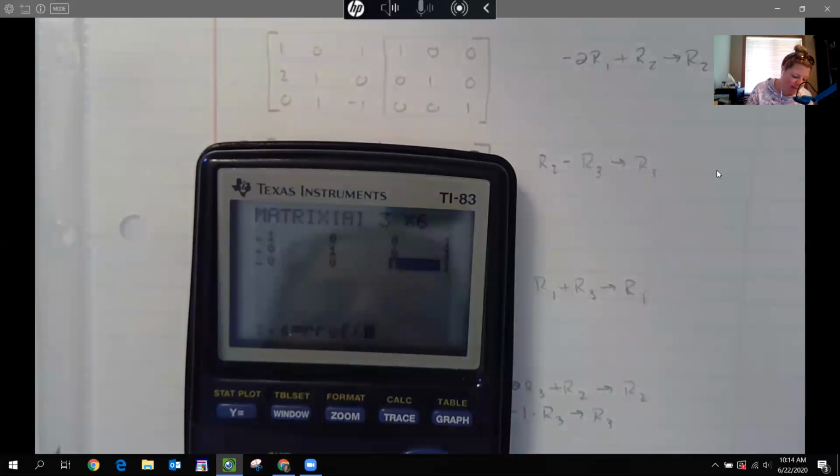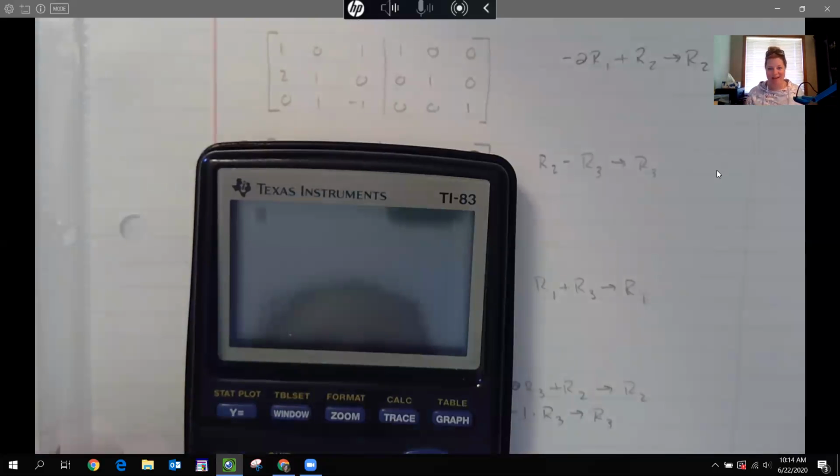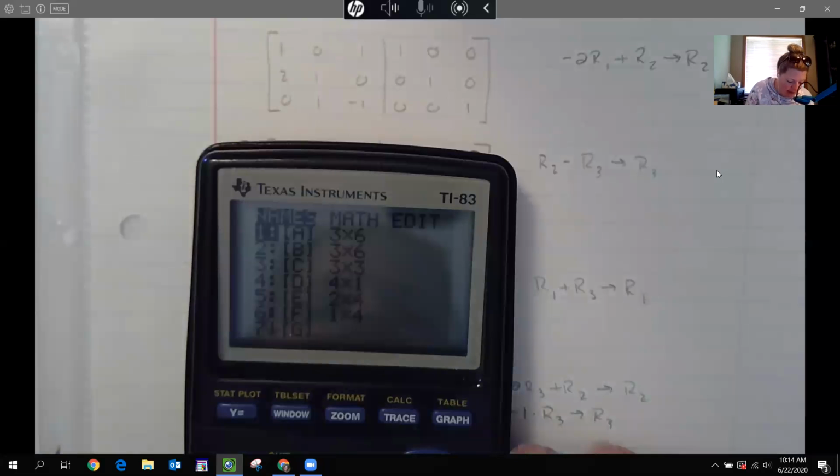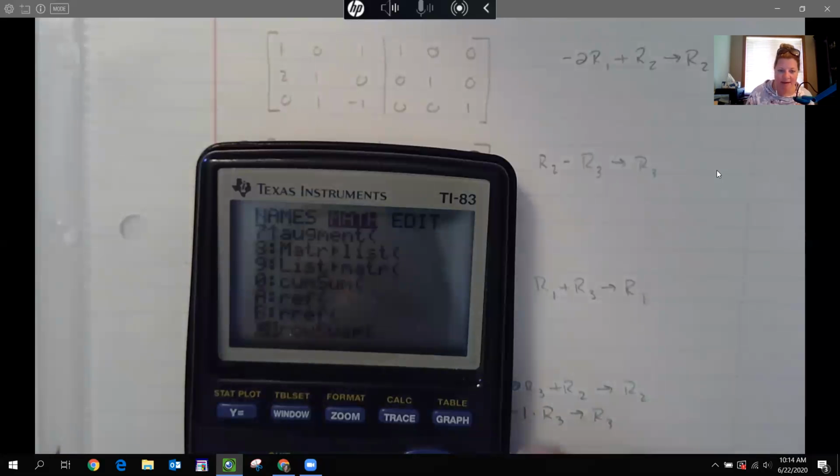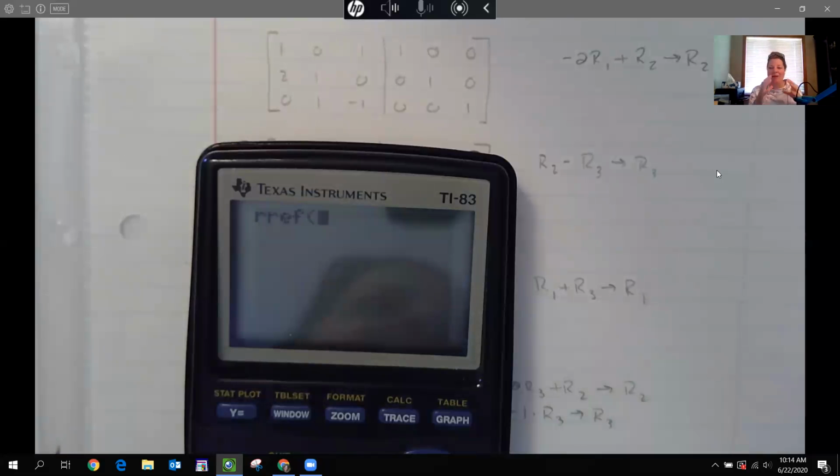Oh, wait, my calculator's weird. I have to clear out of everything. Apologize. Matrix, and then go to math, then go down to reduced row echelon form. It's way at the bottom. Hit enter. Now I'm in the calculate area.